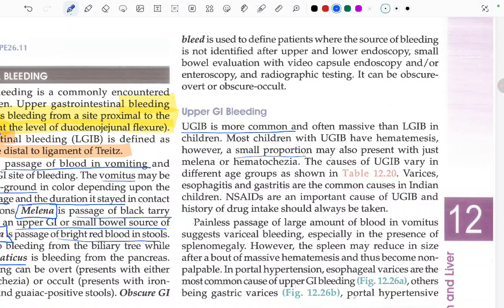The causes of upper GI bleed vary in different age groups as shown in the table. Varices, esophagitis and gastritis are the common causes in Indian children. What are the most common causes? Varices, esophagitis and gastritis. NSAIDs are an important cause of upper GI bleed and a history of drug intake should always be taken.